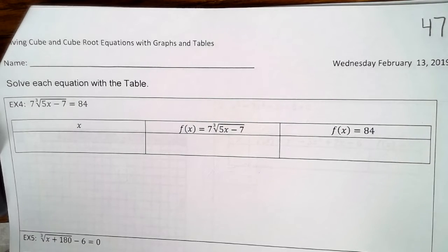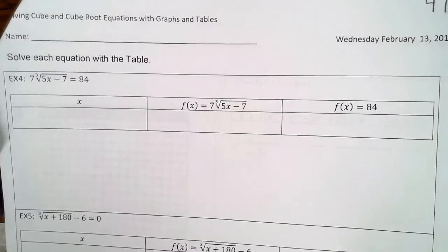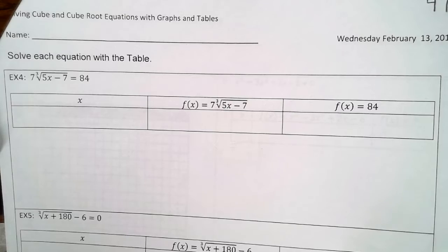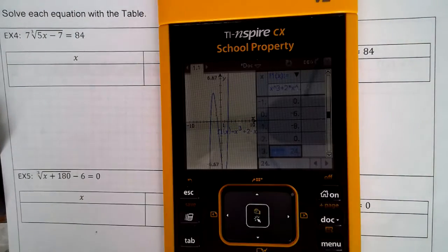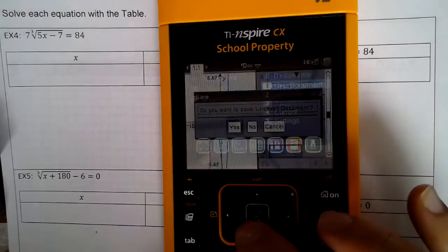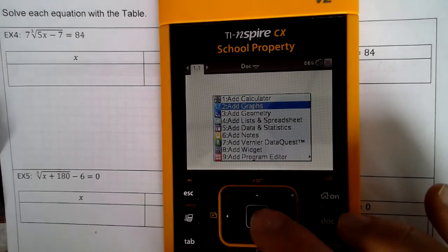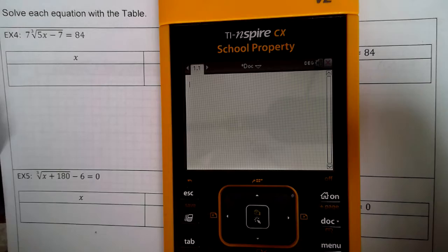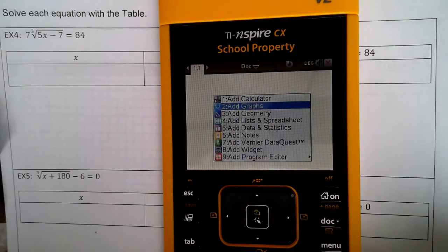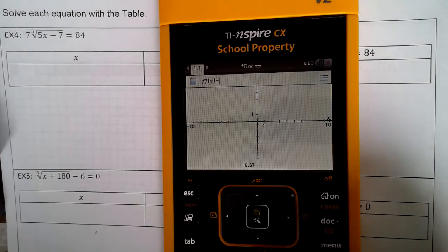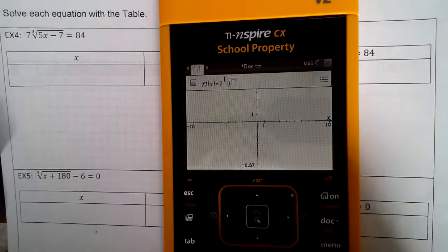So to do that, I'm going to use our calculator. So on new document, no, add graph. So we graph the left side first. 7 control square root of, cube root of 5x minus 7. Press enter.